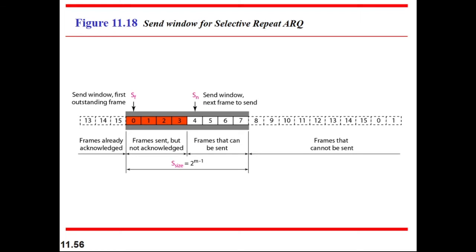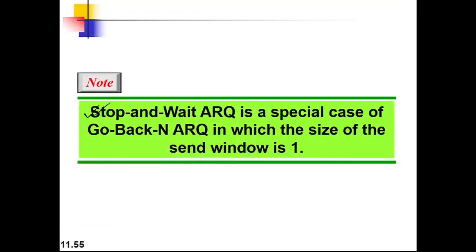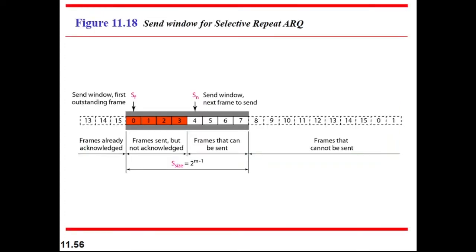Now, here is a problem of go back N ARQ: if a single frame is corrupted, the sender needs to send all the frames from that corrupted frame. So the time factor is there, that is, we need more time to do that. So we have to go for selective repeat ARQ.